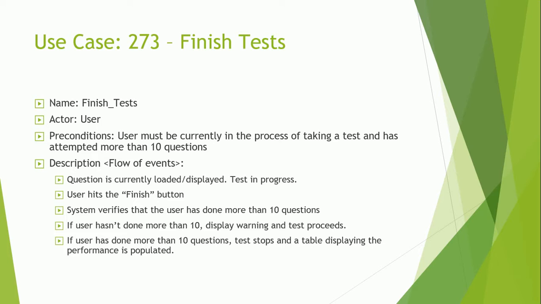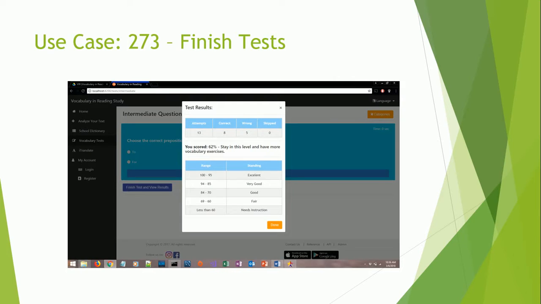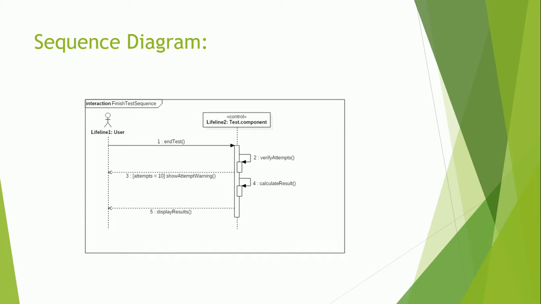The user hits the finish button. The system verifies that the user has done more than 10 questions. If the user hasn't done more than 10 questions, a warning is displayed and the test proceeds. If the user has done more than 10 questions, the test will stop, and a table displaying the performance is populated. Here's how it looks. Here is a sequence diagram.